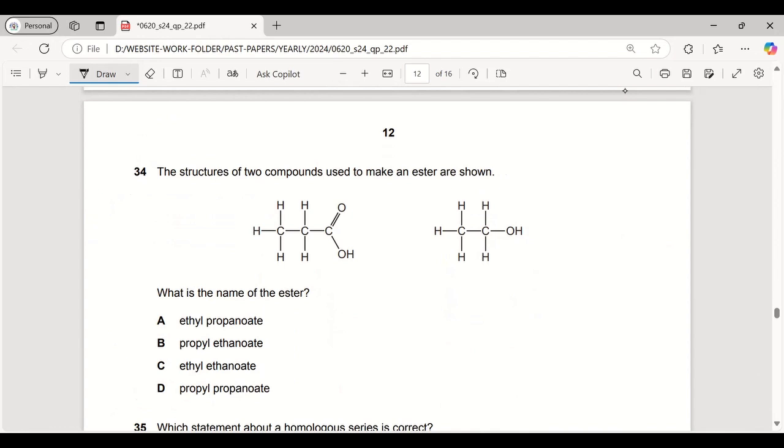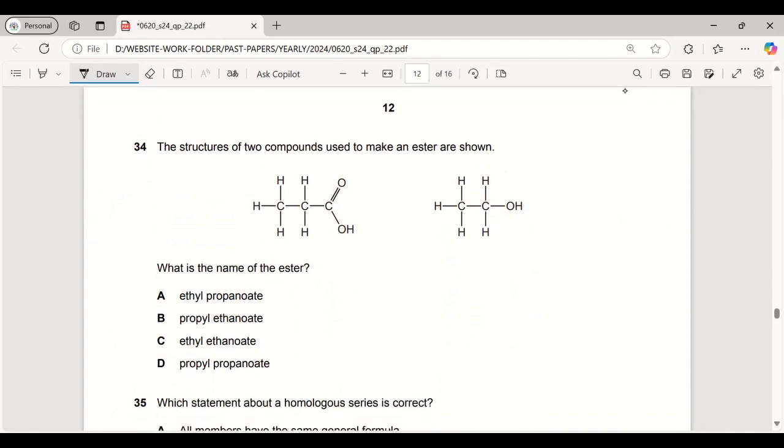Structures of two compounds used to make an ester are shown. What is the name of the ester? Now these are the two compounds. The first one, 1, 2, 3, there are 3 carbons with the carboxylic group at the end. So the compound is propanoic acid. As for the second compound, you can see that there are 2 carbons and there is an alcohol group at the end. So this compound is ethanol.